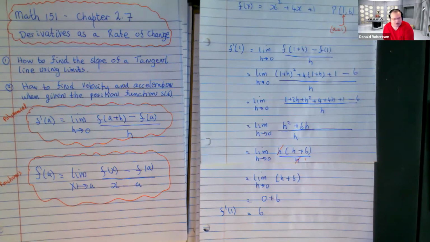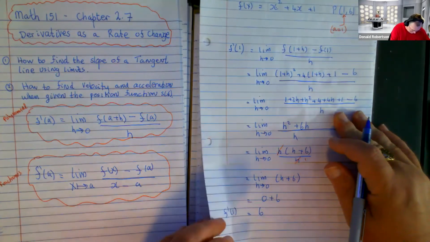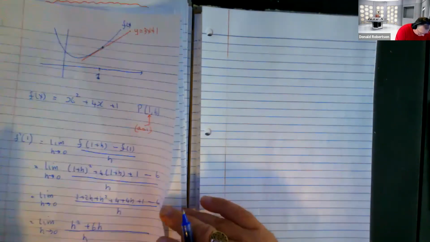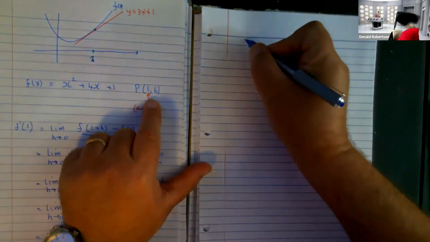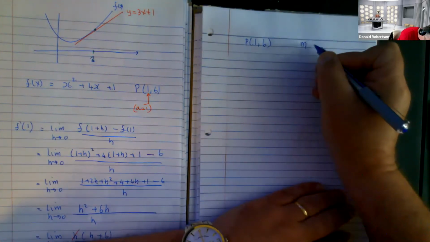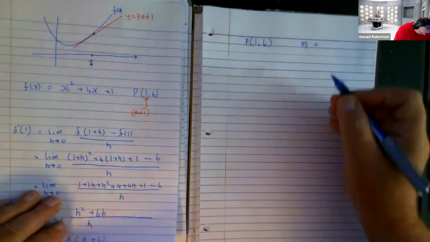So let's do the second piece. Once you've found the slope of the tangent line, which in this case is 6, we now need to find the equation of that line. Well, what do I know? I know that this line passes through the point P, and I know that the slope of this line, because it's the same as the slope of the tangent line, is 6.